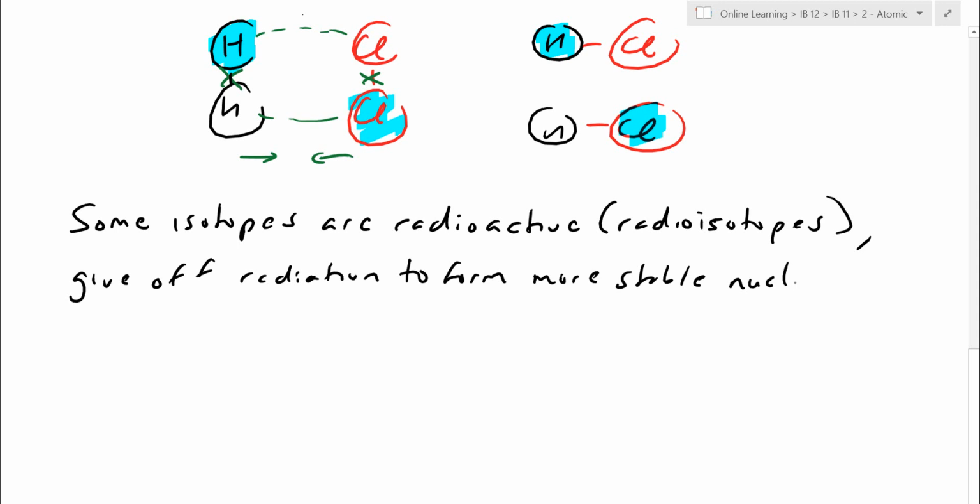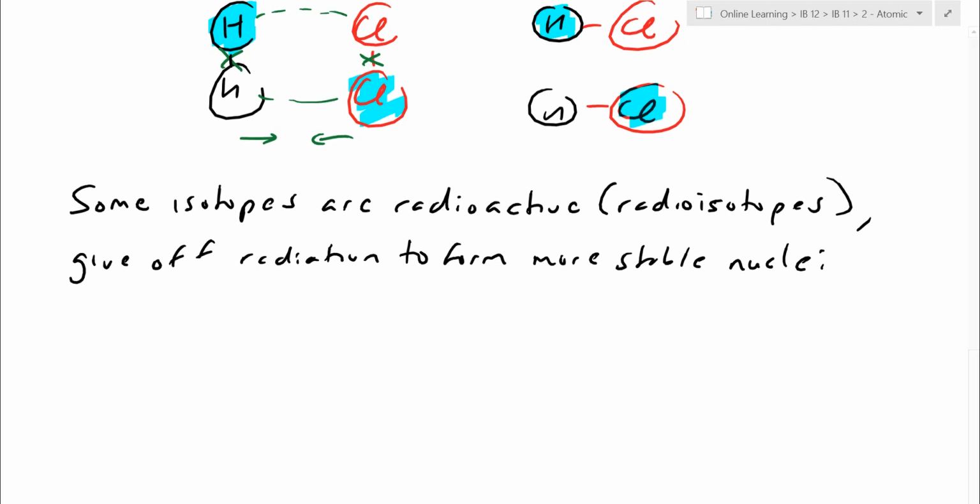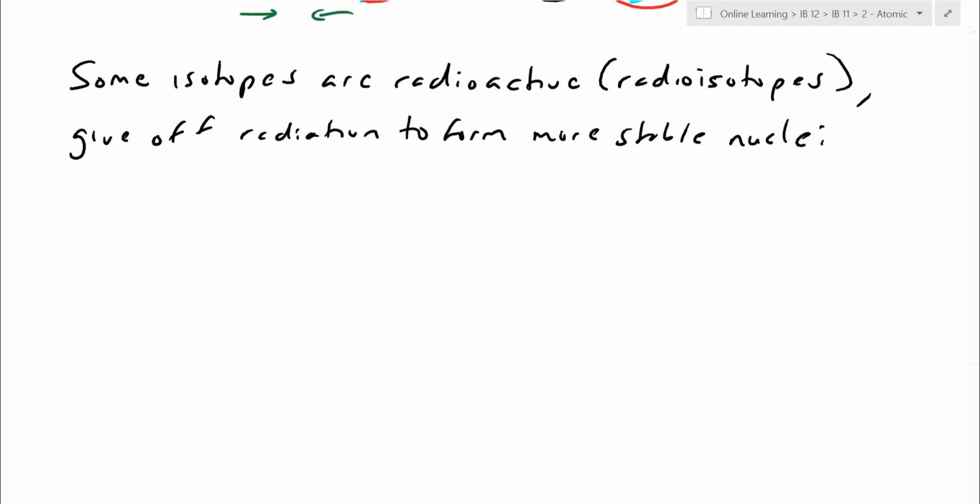For some reason, it was unstable to begin with, and by doing this radiation, by releasing these particles here, it ends up becoming a more stable state. We're going to start from the sort of least strength of radiation here, which is alpha decay. For alpha radiation or alpha decay, you just need to be able to identify, well, what is an alpha particle? And then you can predict the rest.